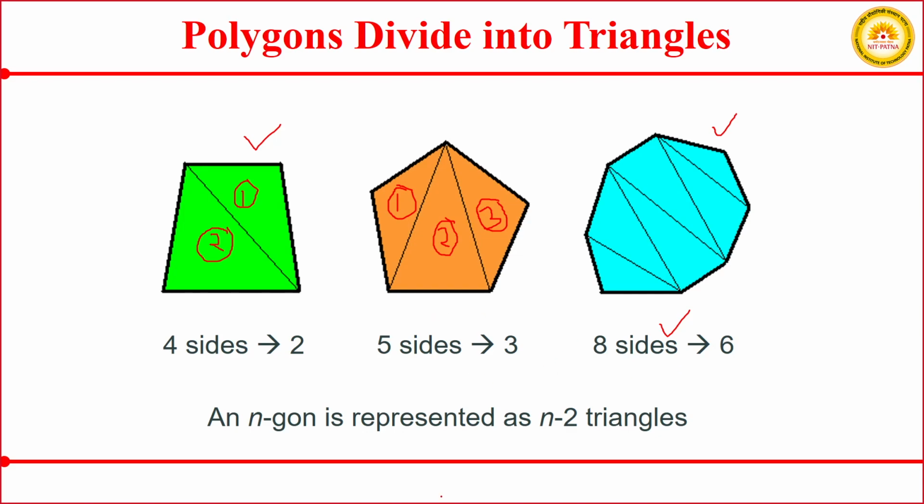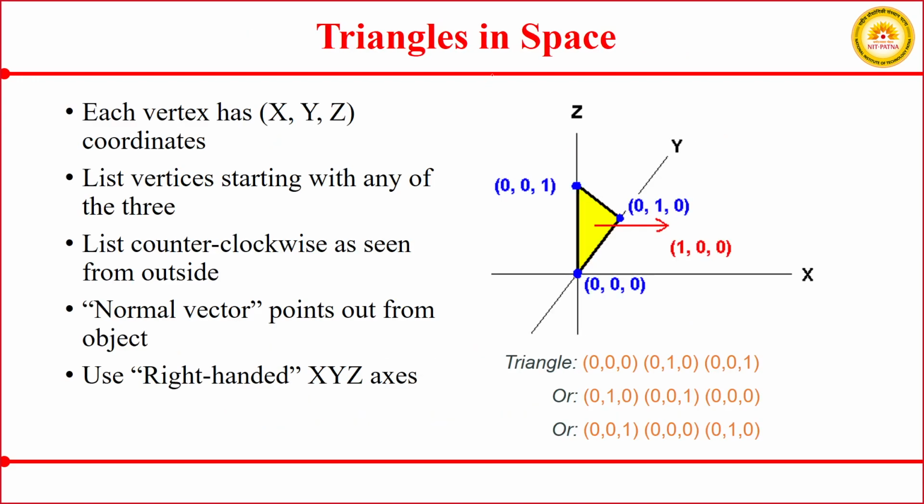So this way we can conclude that in order to represent a surface having n sides, the minimum number of triangles required to represent the surface will be equal to n minus 2. This is how we will be dividing surfaces having multiple sides, or sides greater than 3, into triangles.